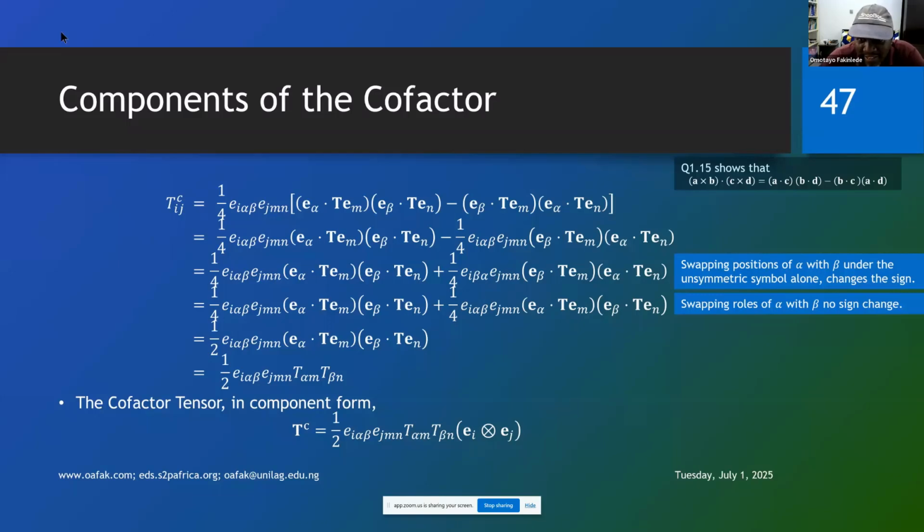This is one of the things I did to express. So what you have on this first line is expanding that last line. Let us just go back again and see. It is coming from question 1.15 in the book, where A cross B dot C cross D is written as AC BD minus BC AD.